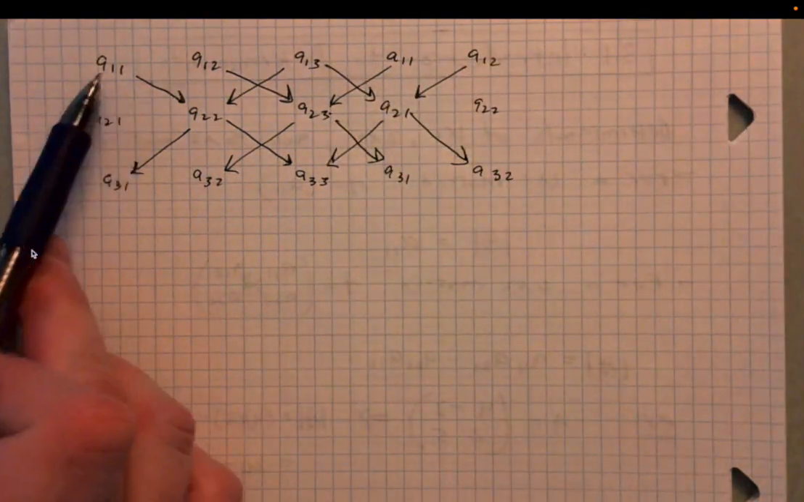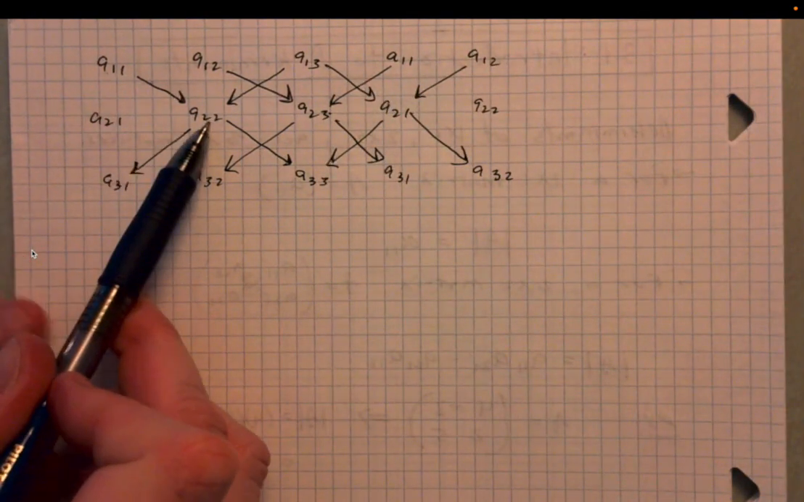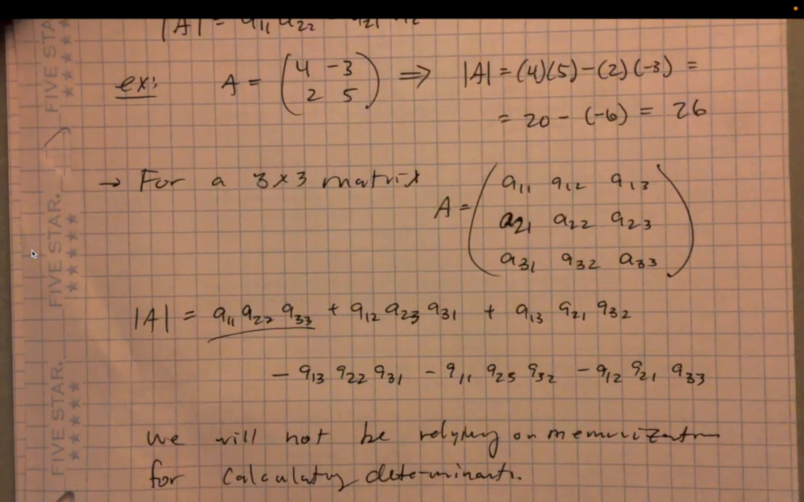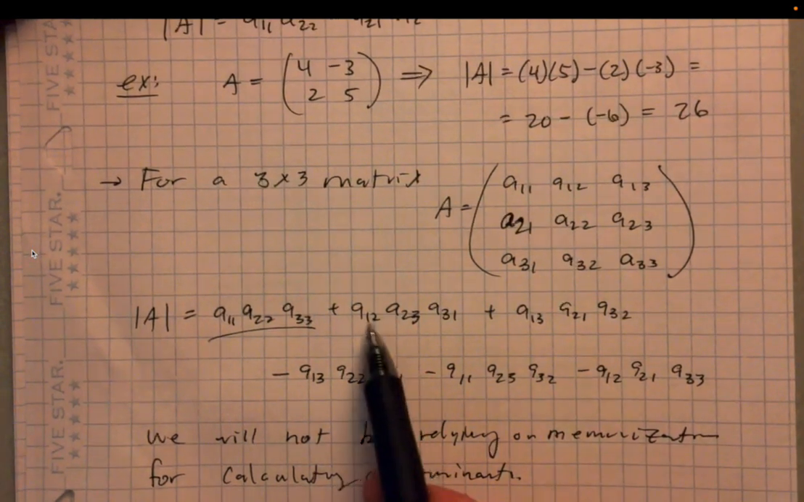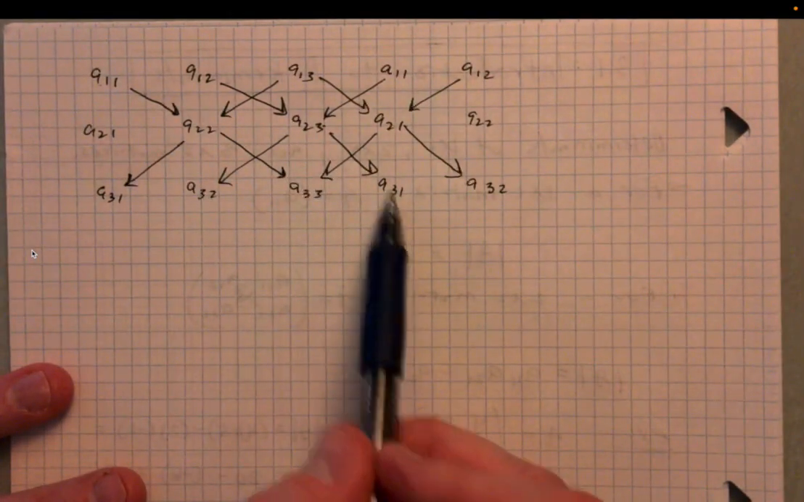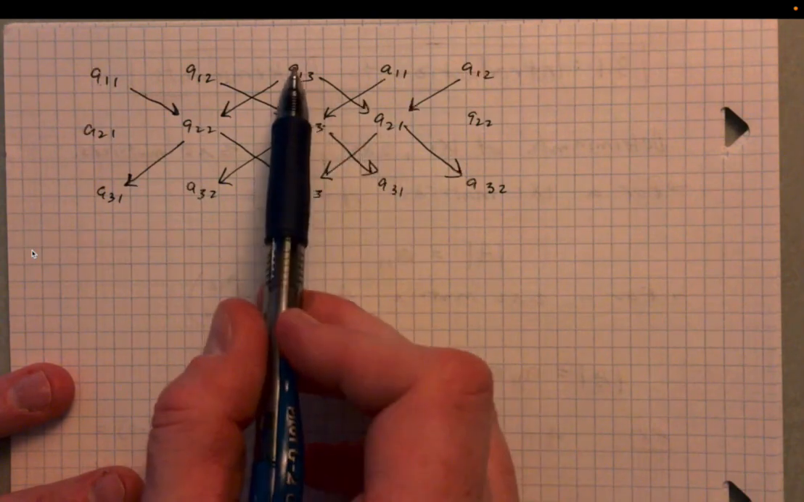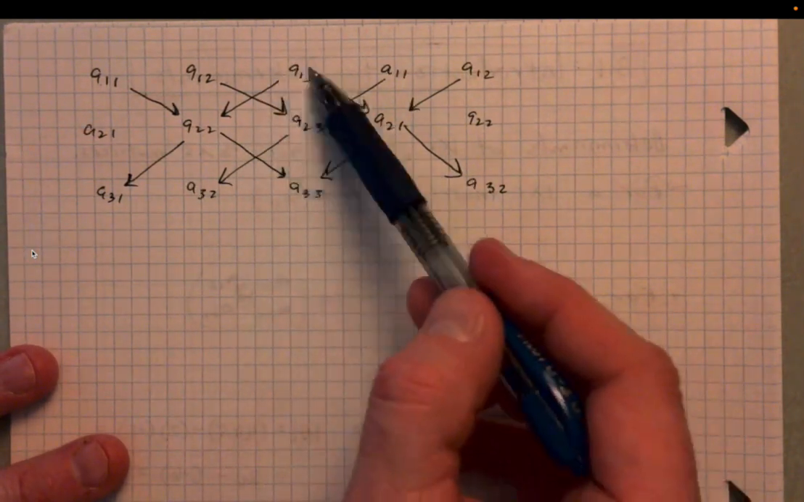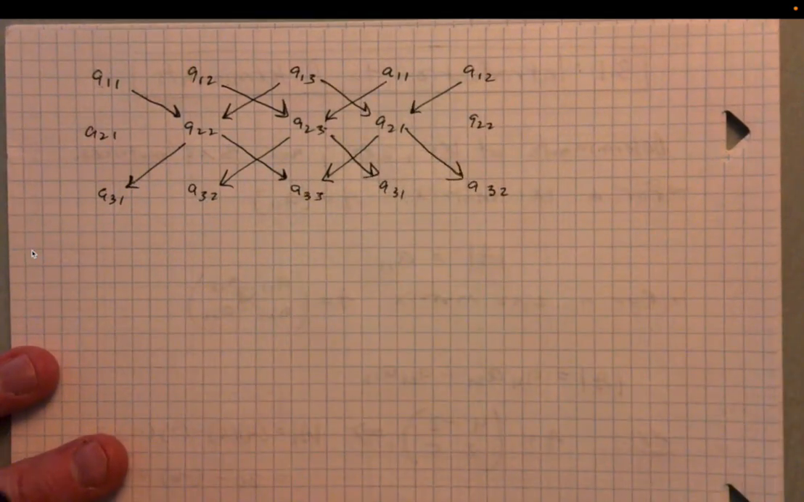For example, this first one, A11 times A22 times A33. If we go back to the definition, that was actually the first combination. The second combination, A12, A23, A31, that's this one. The third product is this guy, and then the last 3 are the other direction.